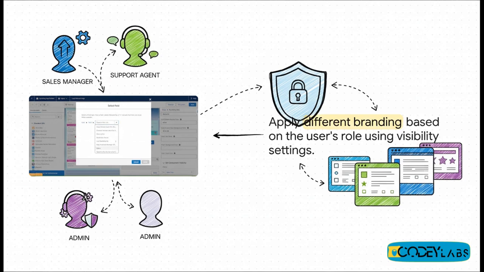And this is where it gets really powerful. Using the standard Salesforce visibility filters you already know, you can show different branding to different users. What does that mean? It means your sales managers could see a completely different interface than your support agents on the exact same record. How cool is that?